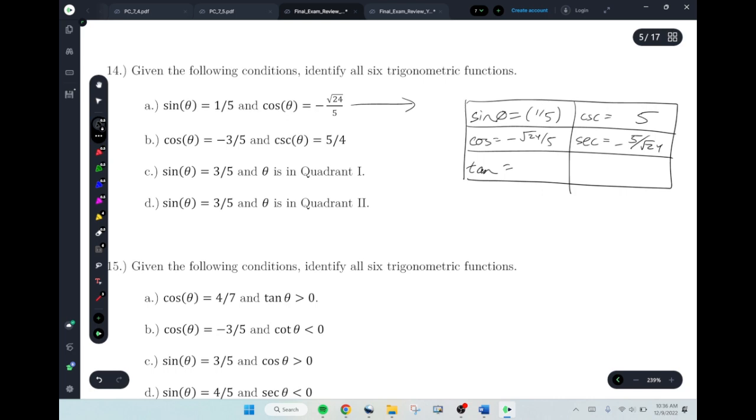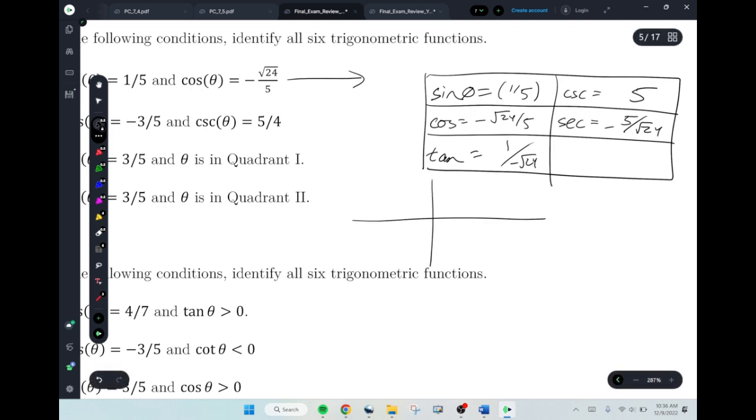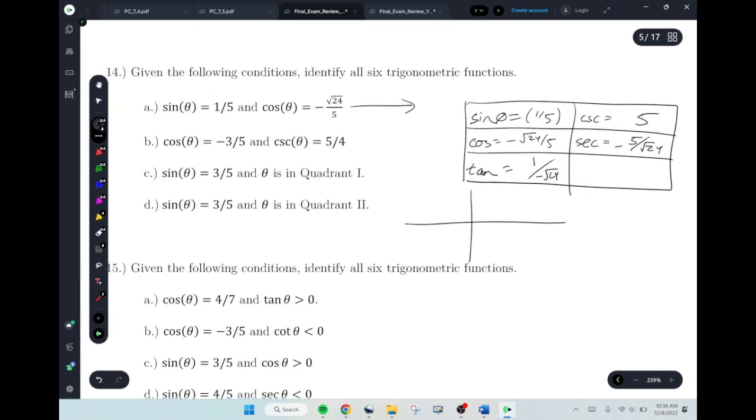I don't even have to draw the triangle, though it's probably helpful too. Tangent is opposite over adjacent. Anybody see the opposite and adjacent happening right above? The opposite is 1 because of sine. The adjacent is negative root 24. How did I know the negative wasn't on the 5? It's never on that bottom, it's always on the other thing. Also, because a squared plus b squared equals c squared, it's never on the hypotenuse.